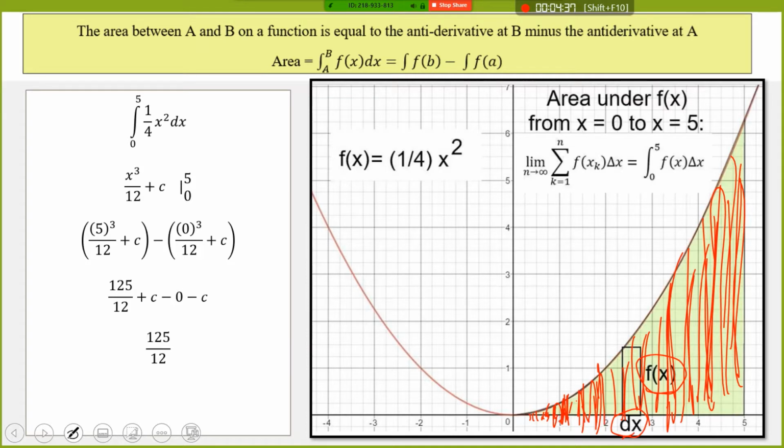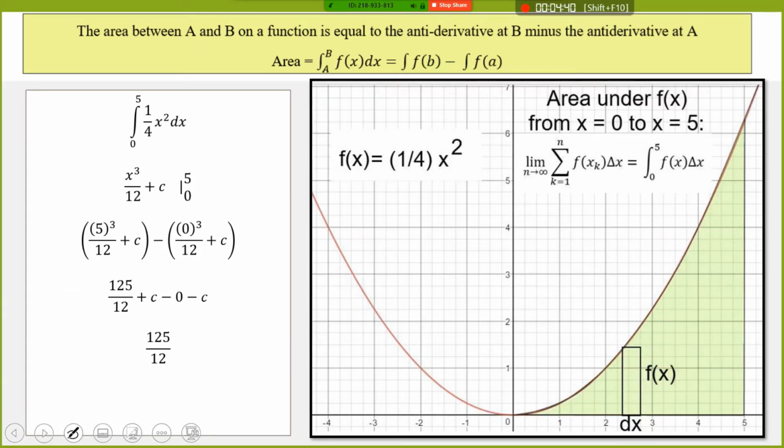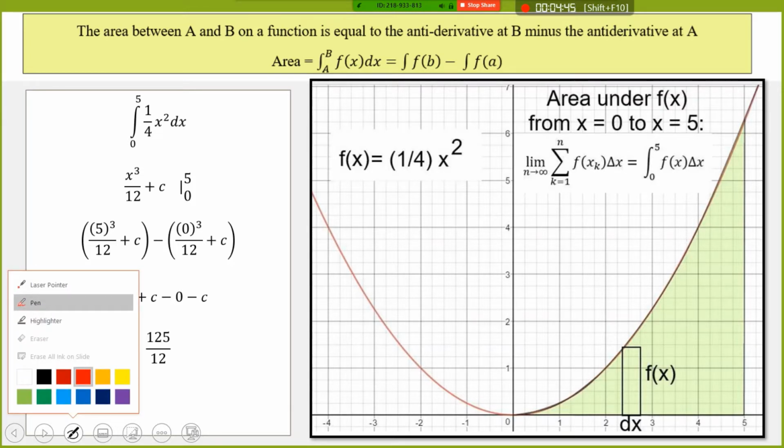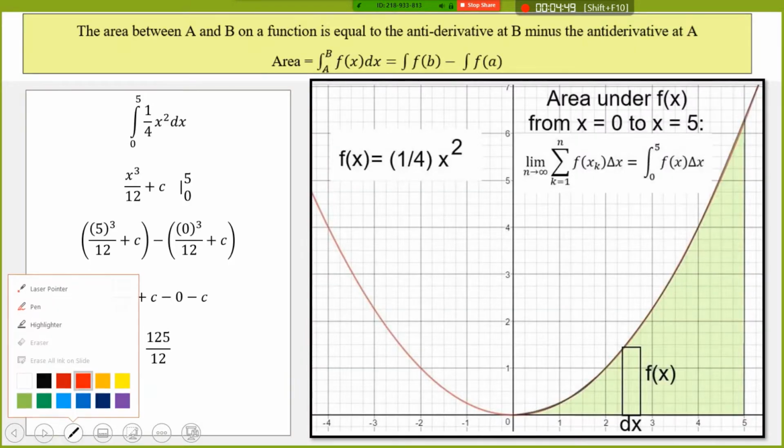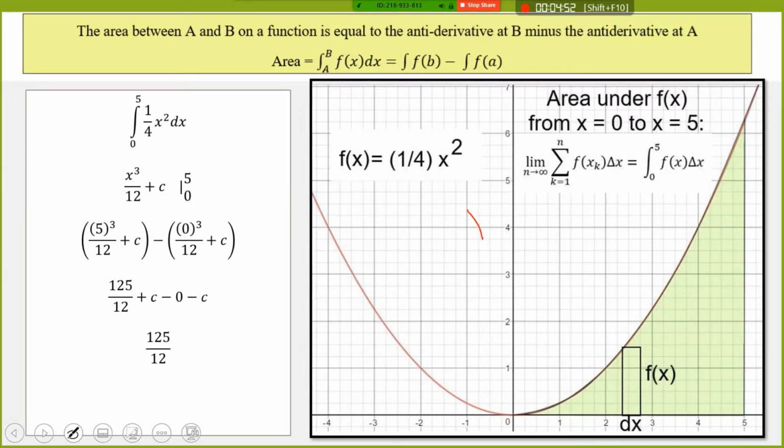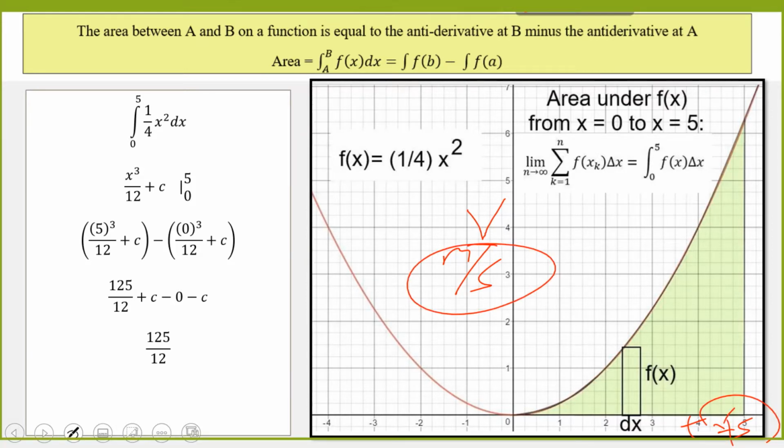Units wise though, because this is a base times a height, I'm multiplying my units together. So if this had been, for instance, velocity for my y-axis, which would be measured in meters per second, and then time for my x-axis measured in seconds. Then when you integrate to get the area underneath the curve, I'm multiplying my y-axis times my x-axis, which would be meters per second times seconds, or meters.